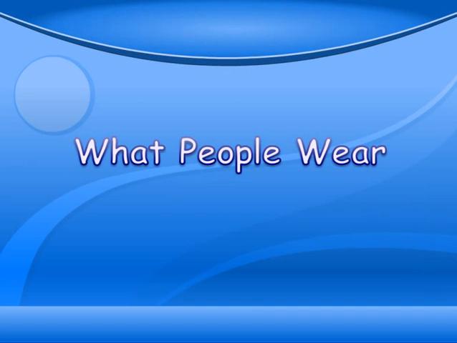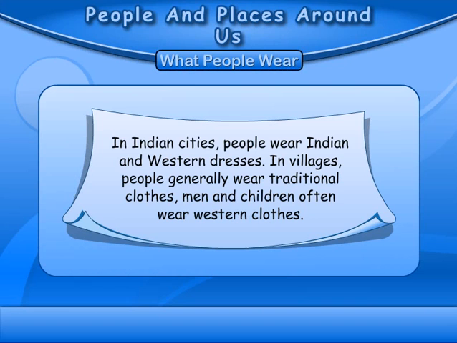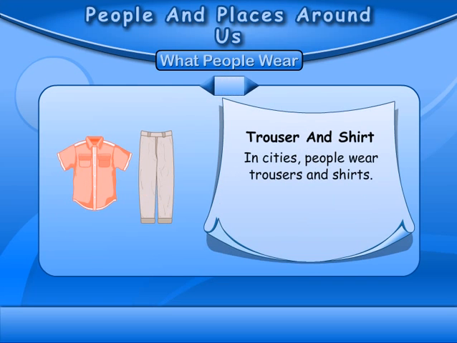What people wear. In Indian cities, people wear Indian and Western dresses. In villages, people generally wear traditional clothes. Men and children often wear Western clothes. Men's wear: trouser and shirt. In cities, people wear trousers and shirts.